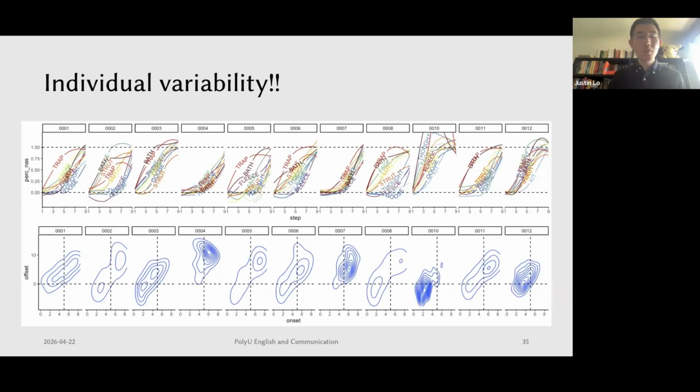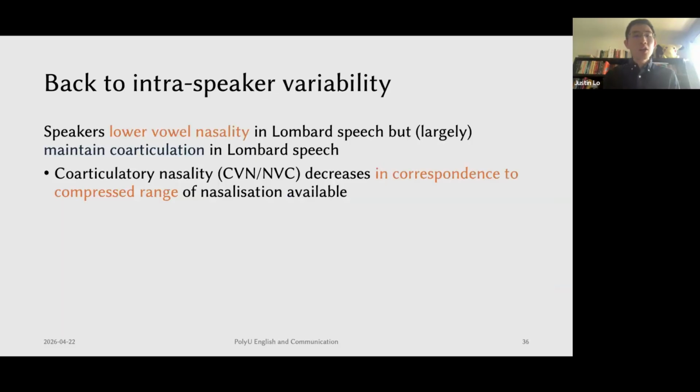Bonus slide of individual variability that I don't really have time to get into, but I'm happy to answer questions about that. So coming back finally to intra-speaker variability, the take-home message here is that speakers do lower vowel nasality, so it becomes more oral in Lombard speech, but they mostly maintain coarticulation in Lombard speech.